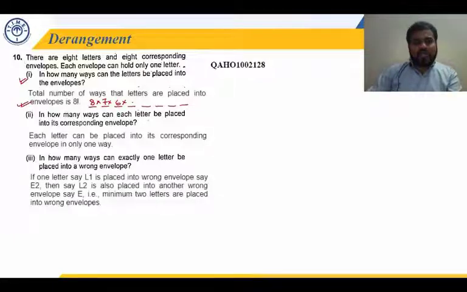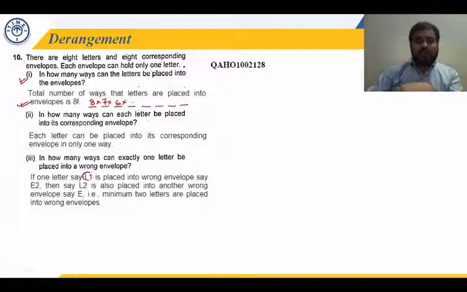If one letter, let us say L1, is placed into a wrong envelope, say E2. Suppose L1 was supposed to get into E1, the correct envelope, but instead you are placing L1 into an incorrect envelope, which is E2. Then, if you are placing the letter L1 in the wrong envelope E2, it means the letter L2 is not going into the correct envelope E2. It will be going to some other envelope.